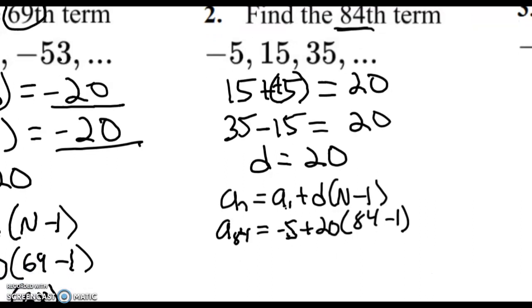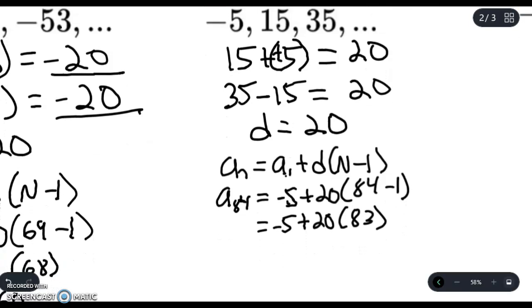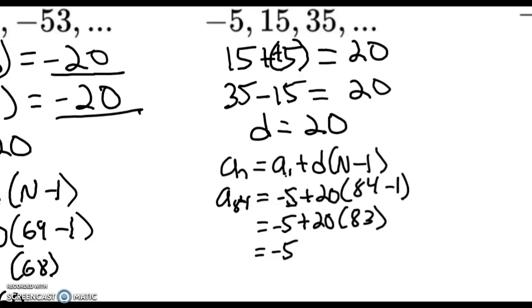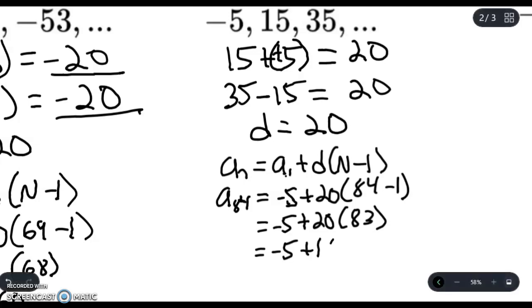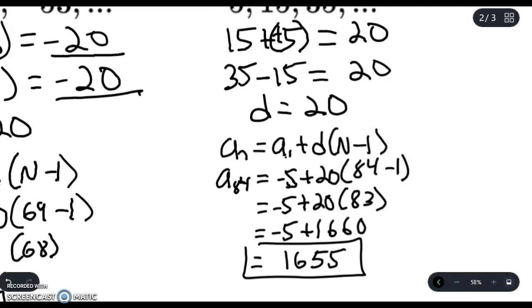And then we're going to say 20 times 84. Well, do 84 minus 1 first. So that's going to give us negative 5 plus 20 times 83. 20 times 83 is going to be 1,660. And then different signs, find the difference. We subtract that and we get 1,655. All right, and that's our final answer.